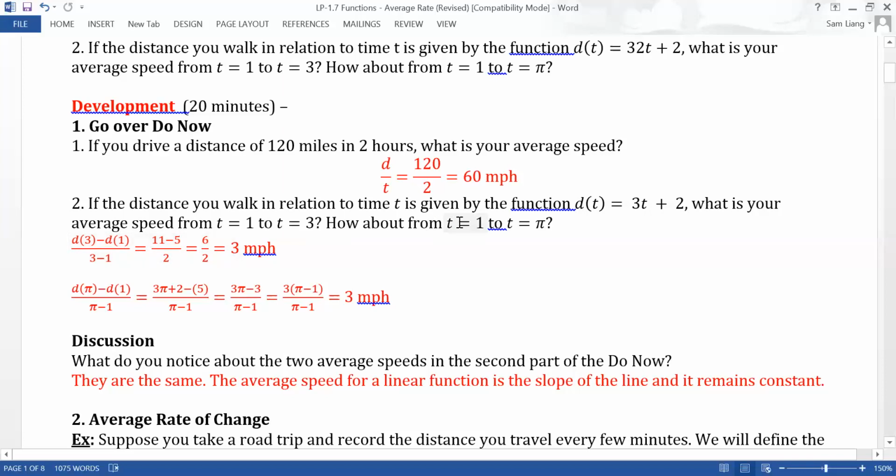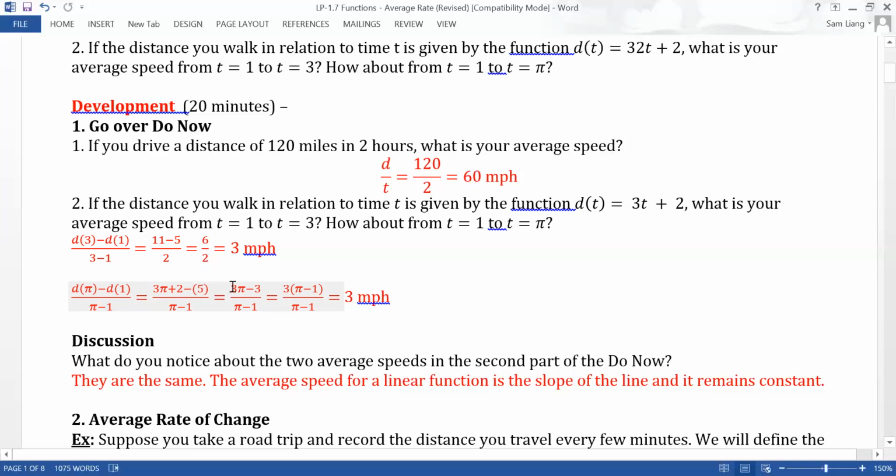The second part was with regards to t = 1 and t = pi. This is going to look a little weird at first, but it's actually not that bad. If you plug in pi into this function, you get 3 pi plus 2, and then minus 5, the same evaluation of 1. And in the denominator, it'll be pi minus 1. You might be wondering what we do with the pi, but it actually divides out.